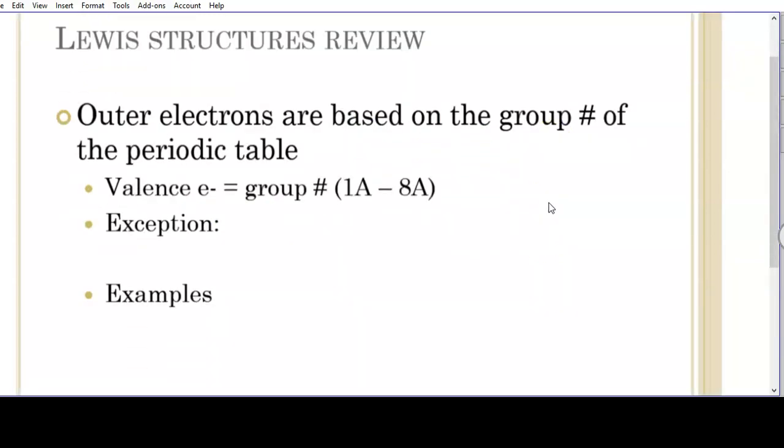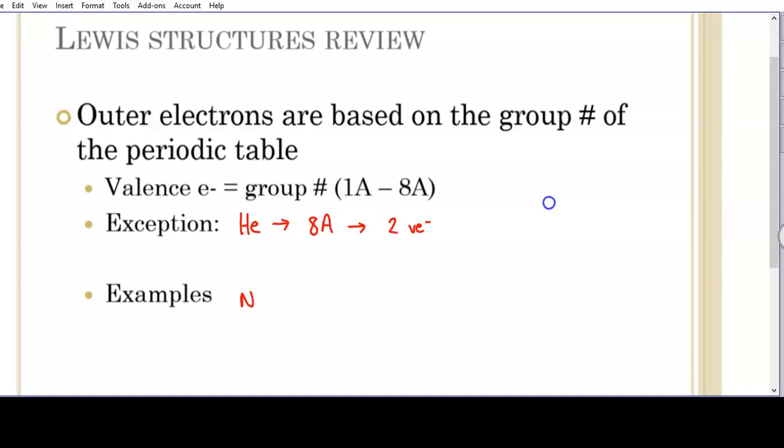Let's review Lewis dot structures. Lewis dot structures are based on the outer electrons, the valence electrons, and they are based 100% on the group number of the periodic table as long as they're from group 1A through 8A. The one exception is helium. Helium is in group 8A, but it only has 2 valence electrons. So it's the one that violates the rule.